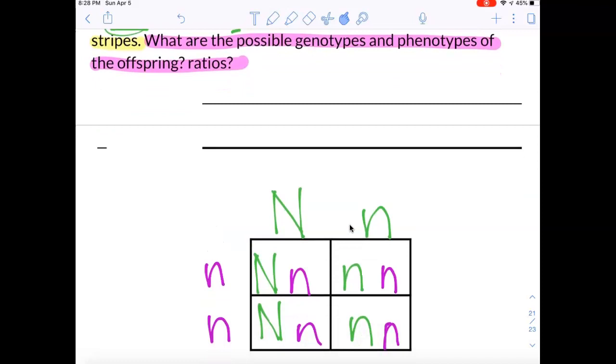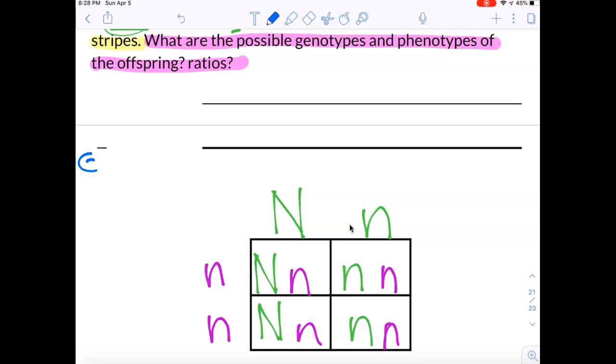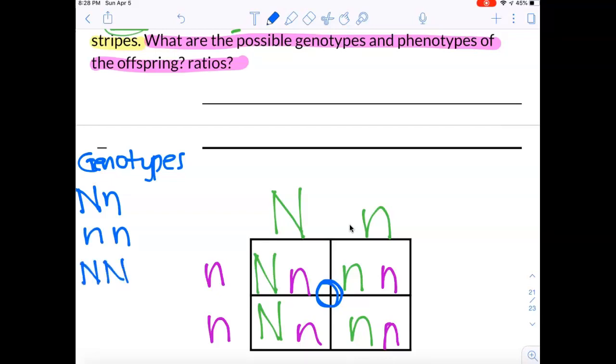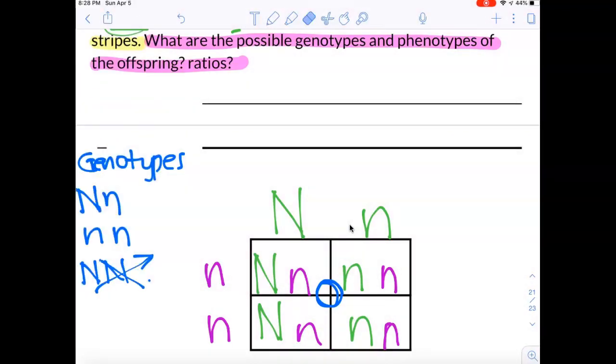I want to know the possible genotypes and phenotypes and their ratios. So what I'm going to do is write this over here. Let's use blue, okay? Genotypes. What are the possible genotypes of my offspring? It's any of the genotypes that are in my Punnett square. So one of them is big N, little n. One of them is little n, little n. Do I have big N, big N in my Punnett square? No. So that's not a possible genotype, so I'm going to go ahead and erase it. Okay? Those are my possible genotypes.